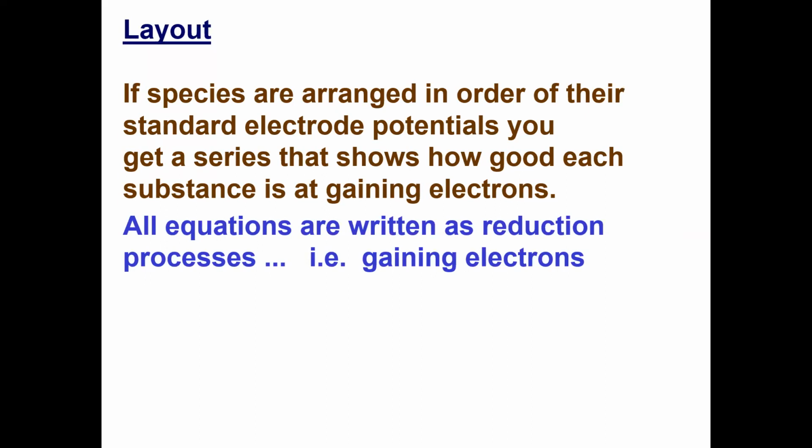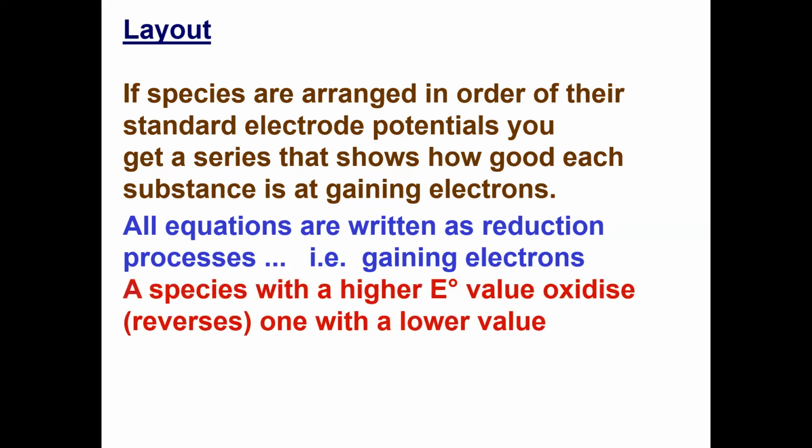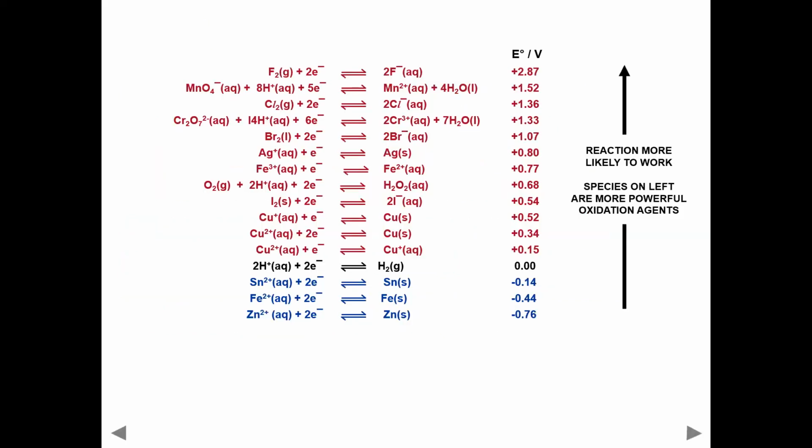All equations are written as reduction, because you know that reduction and oxidation are opposite to each other. So they had to make a choice. Either they could write equations in reducing style or oxidation. So they took reduction as a convention. A species with a higher E° value oxidizes, reversing one with a lower value. Now this is called the reactivity series. This is called the electrochemical series.